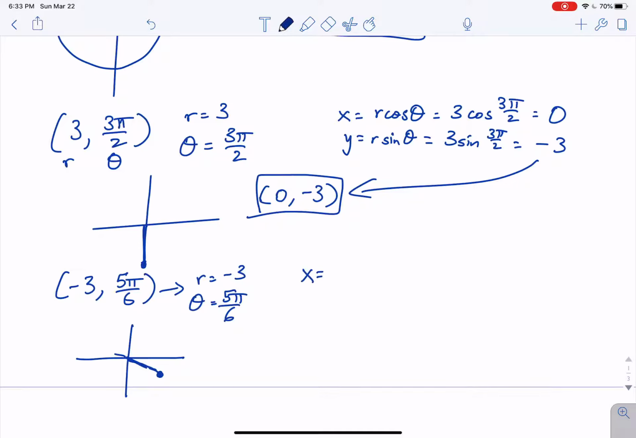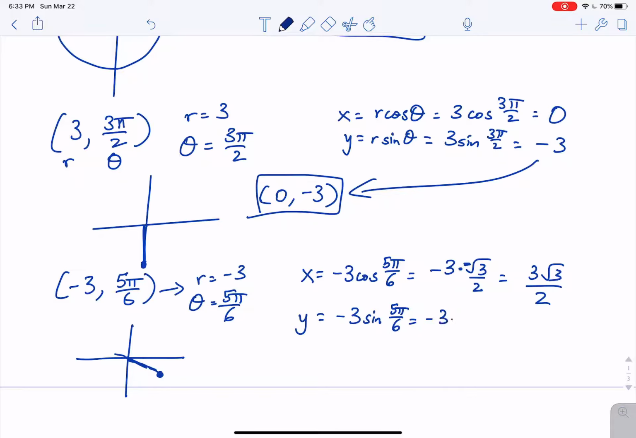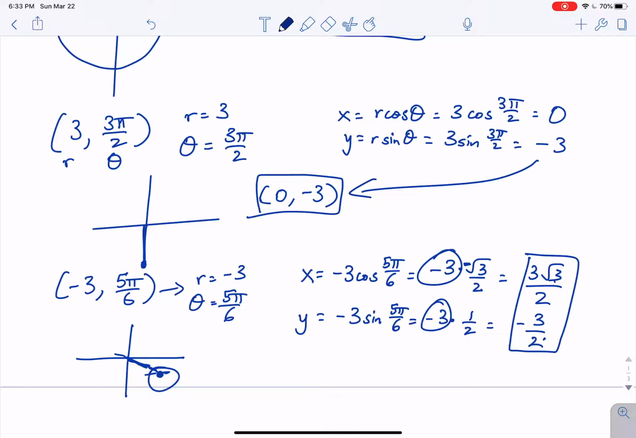Well, x is r cosine 5 pi over 6. Well, cosine of 5 pi over 6 is negative root 3 over 2. And so then I get 3 root 3 over 2 as my x value. Y value is -3 sine 5 pi over 6. And so this is -3 times 1/2. So -3 halves. So notice how this negative changed these values as well to make them the correct signs for the quadrant. I need a positive x and a negative y for this point, and that's what I get.